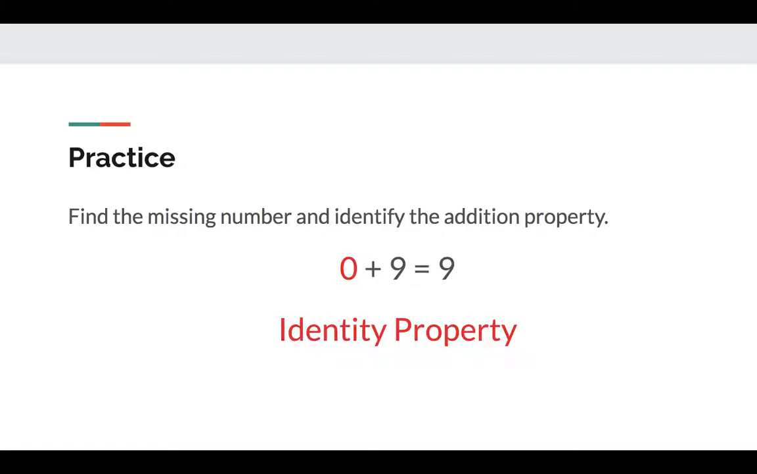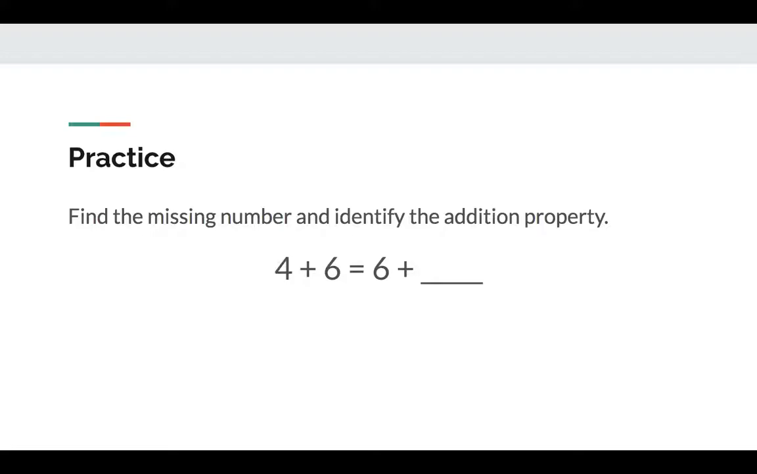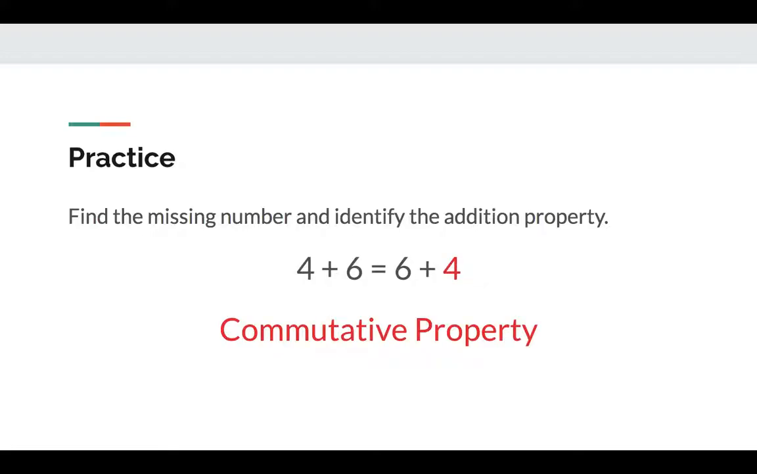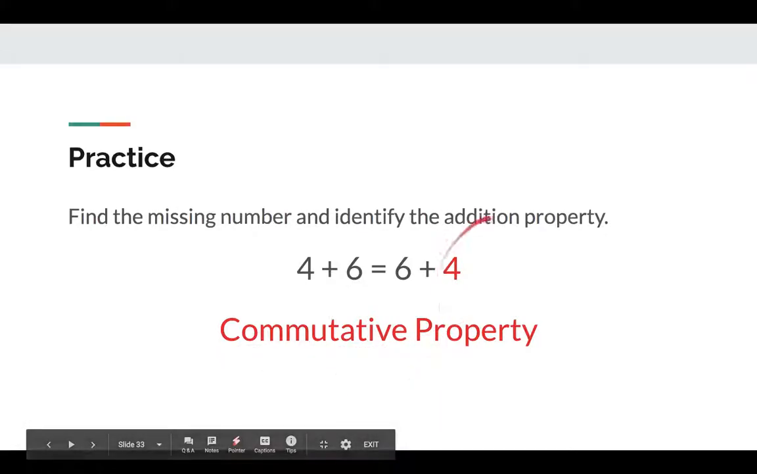If I'm adding a number and the sum stayed the same, that means I must be adding 0. Let's take a look at another example. In this case, I have 4 plus 6 equals 6 plus blank. So knowing that on either side of the equal sign, it needs to be the same as and balance, what property would that be? I would know in order for that to balance, it should be the number 4, meaning I can take 4 plus 6 or 6 plus 4 and it'd be the same sum. And that's the commutative property.